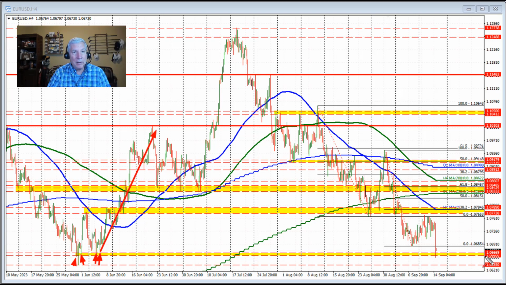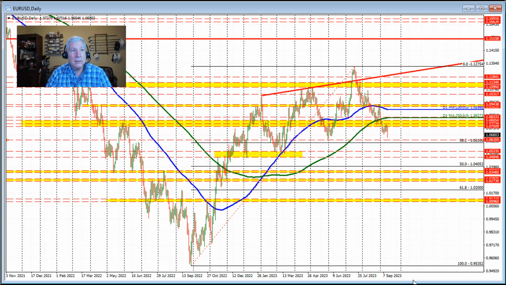So we moved below that area between 1.0660 and 1.06669, but only by a little bit, and moved back above that level. Now we're trading in between the low price from last week at 1.06854 and this swing area down to 1.0660. Currently trading at 1.0674 or 75 as I speak.